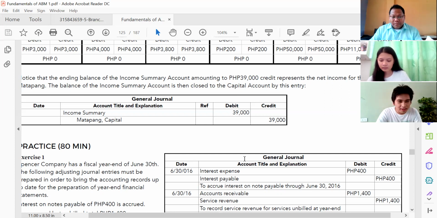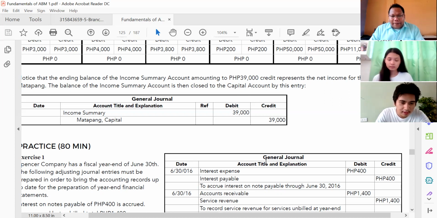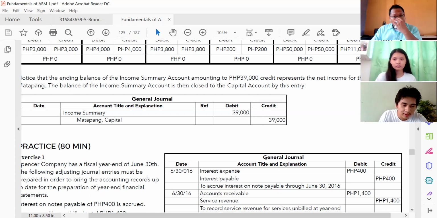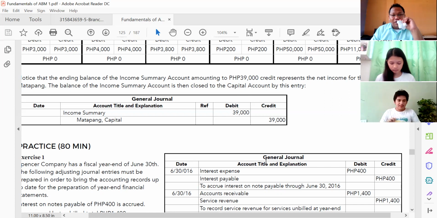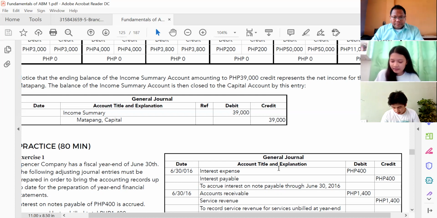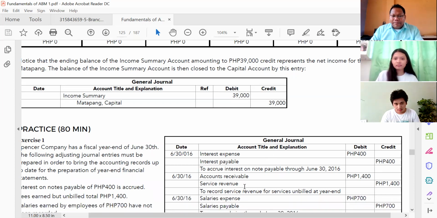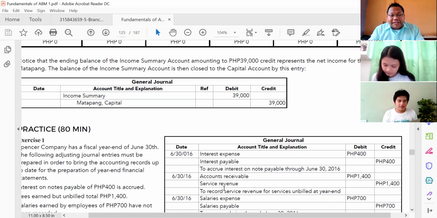Accounts receivable of salaries. Why will you have an accounts receivable? Is there something that the company receives in number 3, Nathan? Or why will you have a receivable? Nicole, what's your answer in number 3? Salaries expense, then accounts payable. Better term, Nicole, is salaries payable.